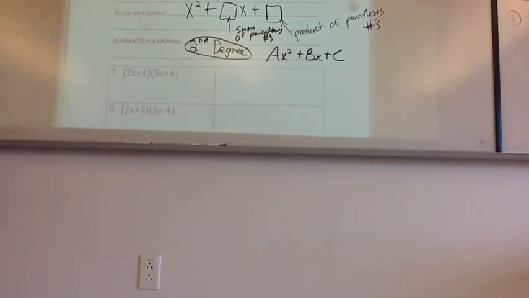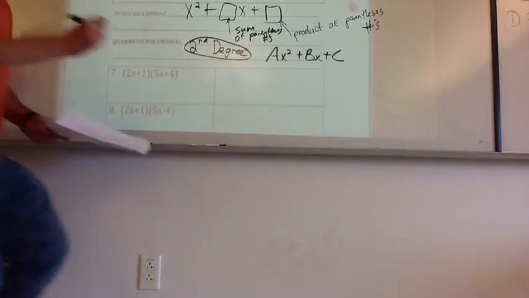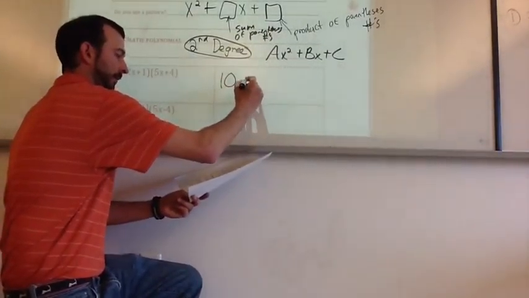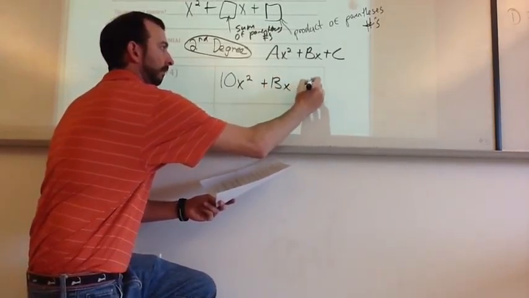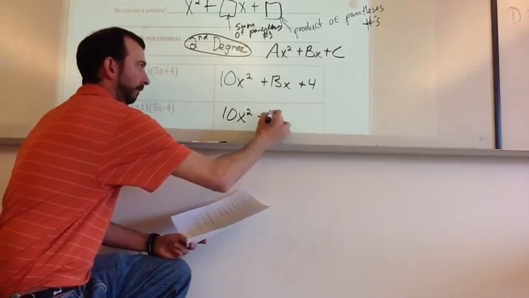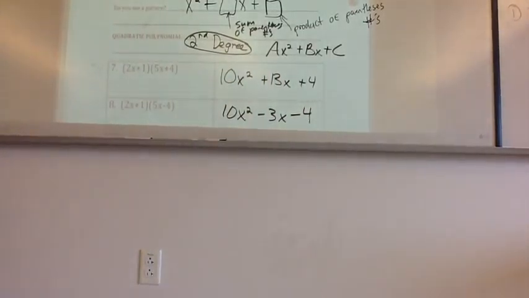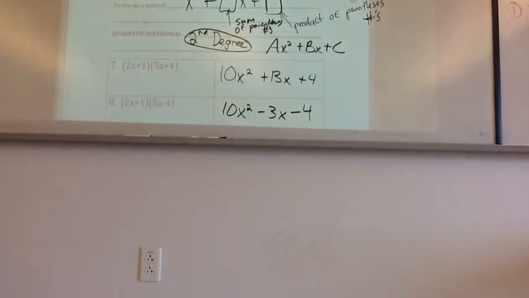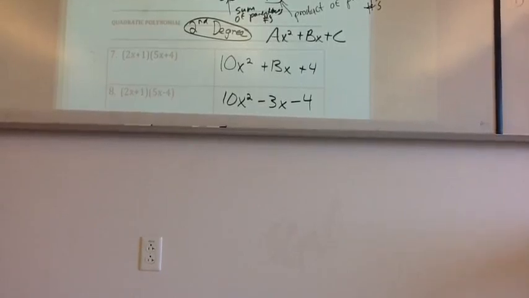My trinomial solutions for 7 and 8. Verify with yours, please. Seven, I got 10x squared plus 13x plus 4. And 8, I had 10x squared minus 3x minus 4.